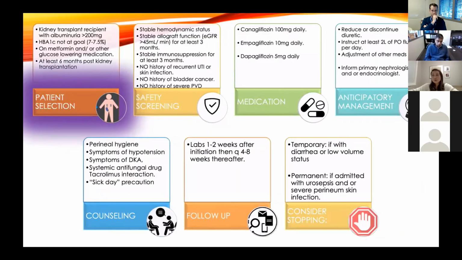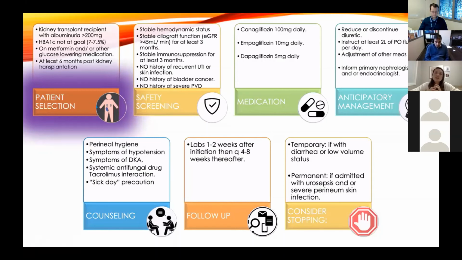So I'm proposing an approach for use of SGLT2 inhibitors. As for patient selection, they would be kidney transplant patients with albuminuria greater than 200 milligrams, hemoglobin A1C not at goal, and based on the KDIGO transplant guidelines published, I think, in 2009, that's around 7 to 7.5%. On metformin and other glucose-lowering medications, and at least 6 months post-kidney transplant. I mentioned 6 months because most of the patients are still closely followed up at this time, but at the same time, maybe on lower immunosuppression.